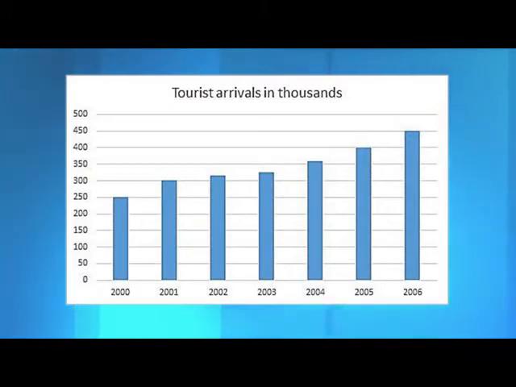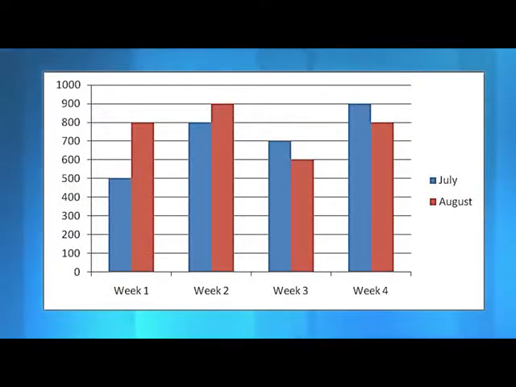Like this singular bar chart, this bar represents the tourist arrivals in 1000s in 2000. There are 250 tourists. That's how you read a singular bar chart. How about the double bar chart? You can see the data is classified by colors. The blue represents July and the red represents August. So at the first week of July, there are 500. The first week of August is 800, and you can see the second, third, and fourth weeks.